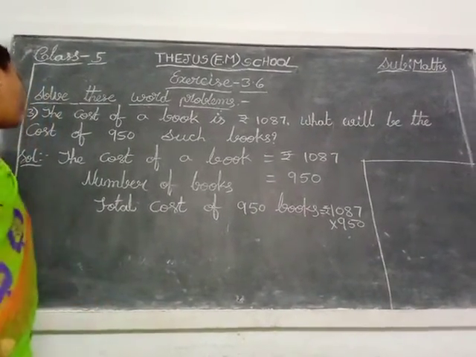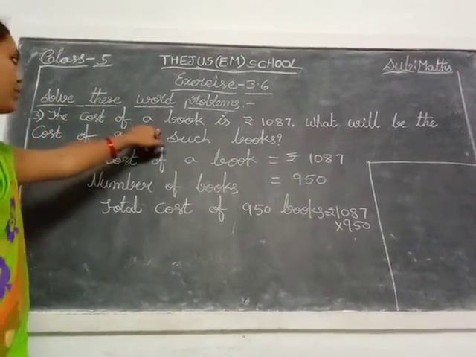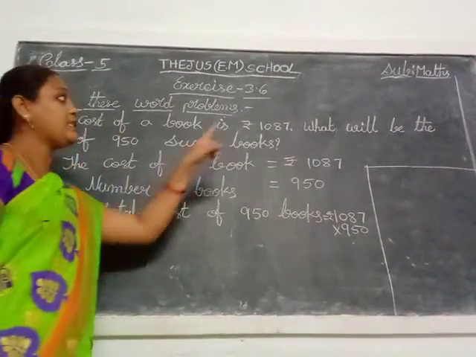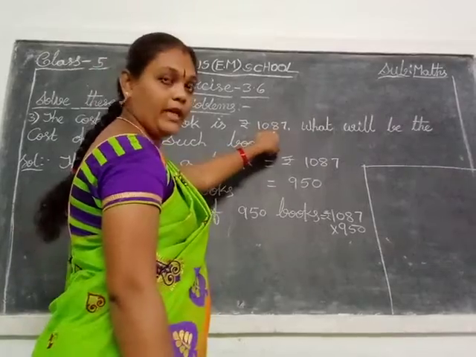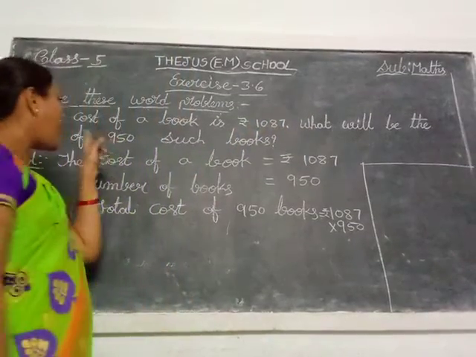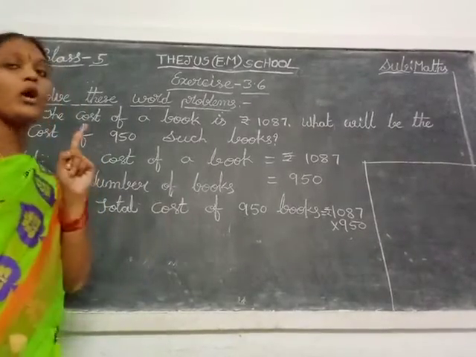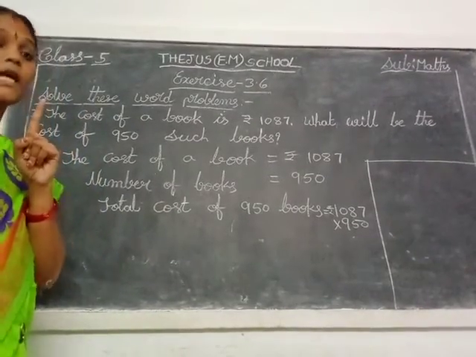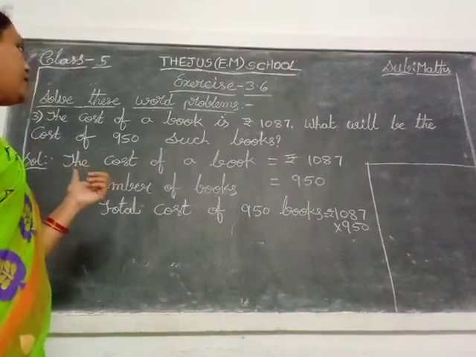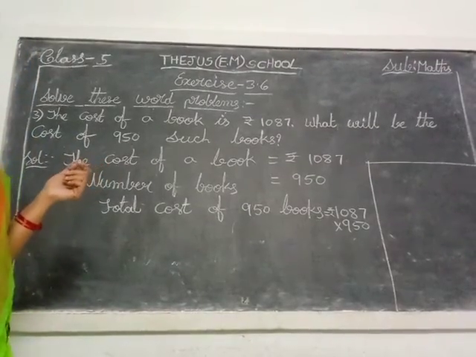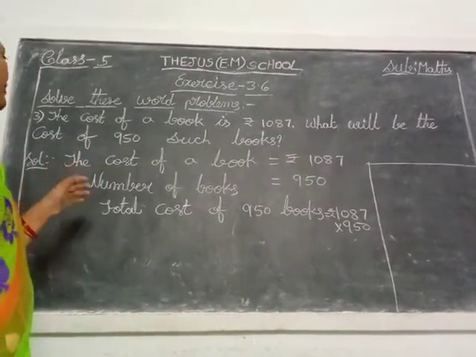Okay, children, see our next word problem. The cost of a book, only one book cost is 1087 rupees. What will be the cost of 950 such books? So, only one book cost is 1087 rupees. 950 books cost how much? He asked. Okay? So, write the sum of the words here.